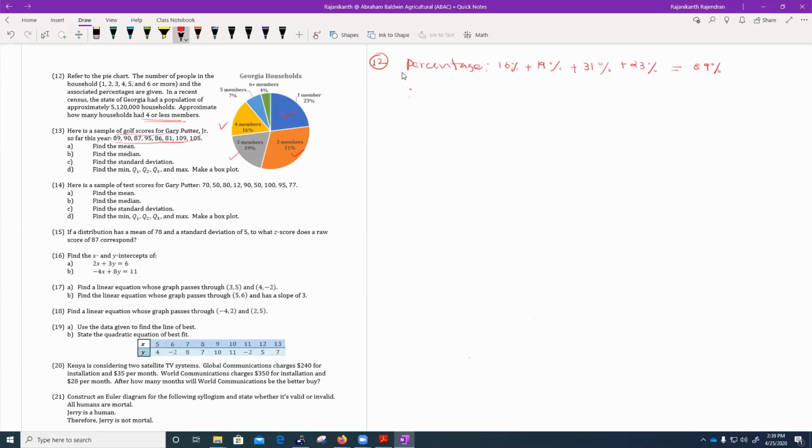Therefore, the number of households for this particular region is simply 89 percent of the entire population, which is 5,120,000. So you just calculate 89 percent, that is 0.89. You need to multiply that with this number, 5,120,000. Okay, find out this number.